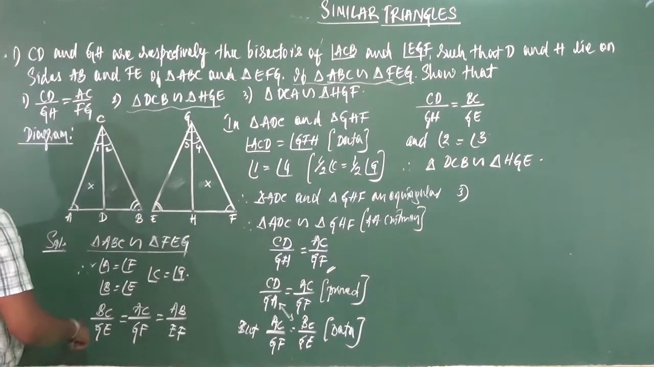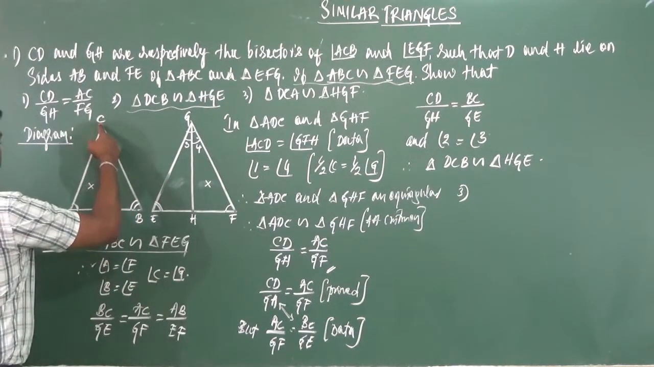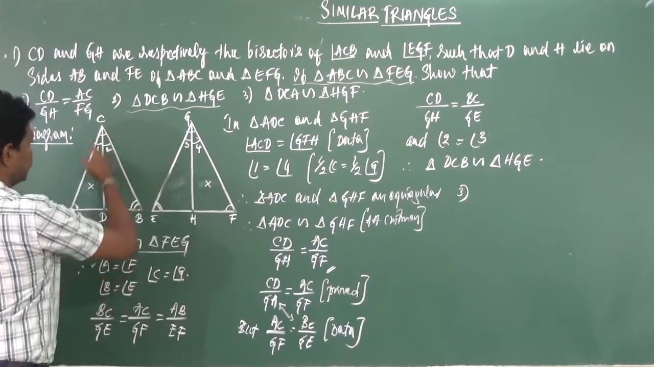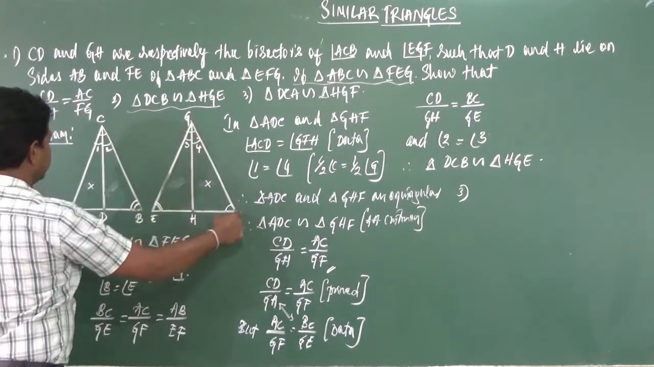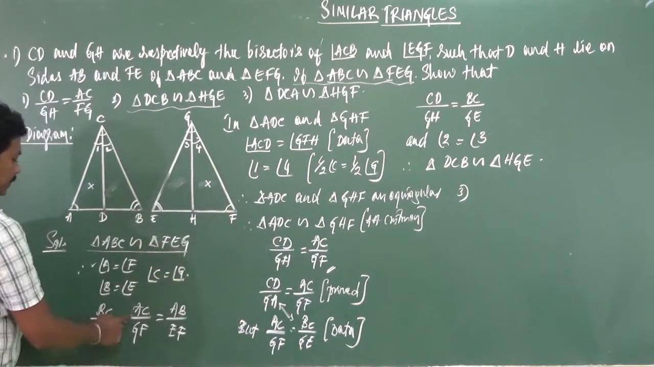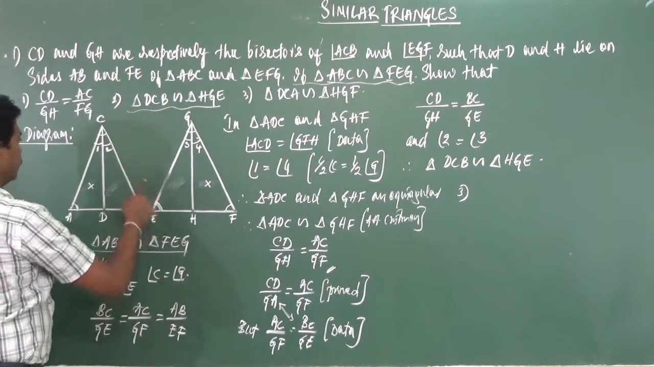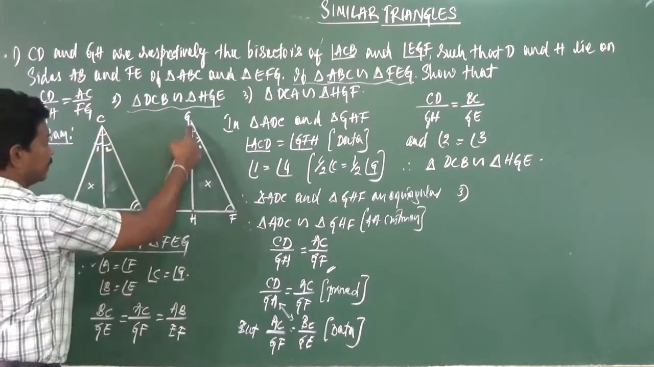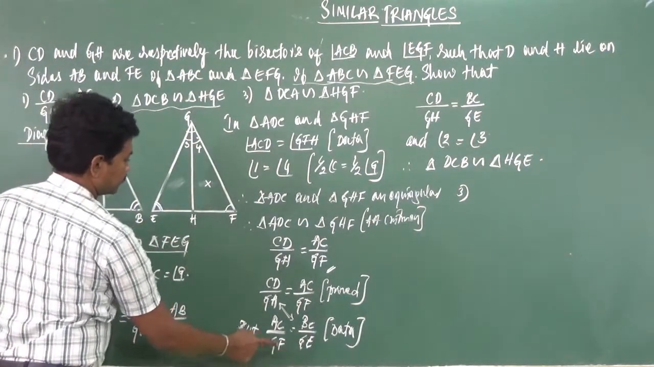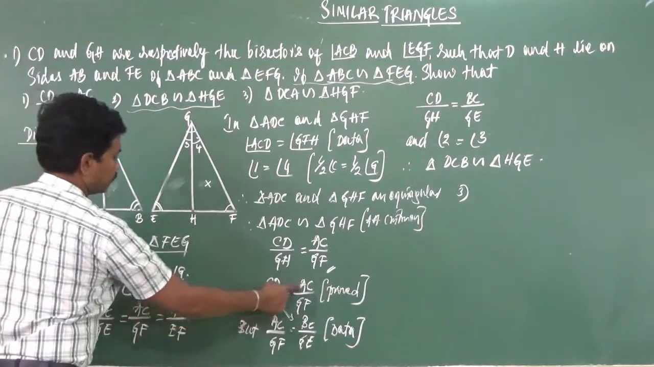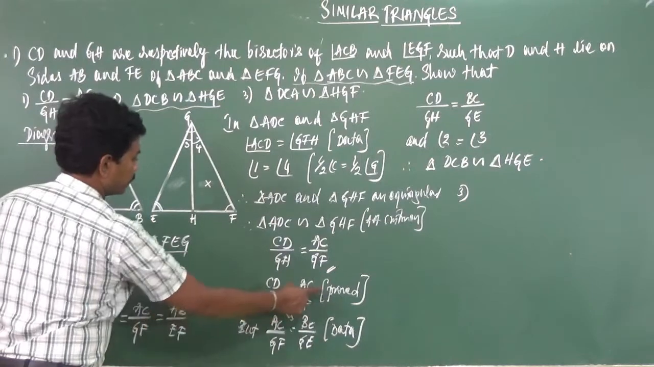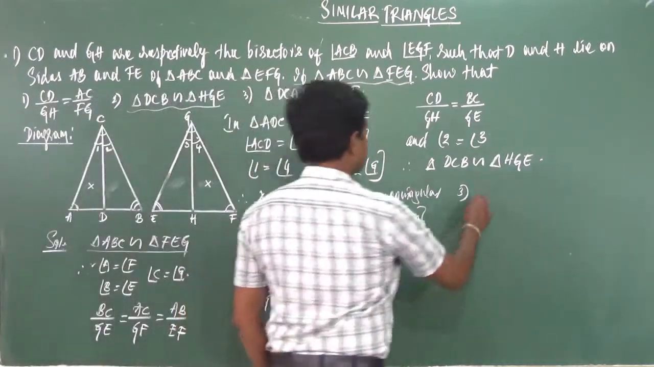So now the ratio AC by GF is equal to CD by GH. Just now we have proved that. So we will select the triangles.